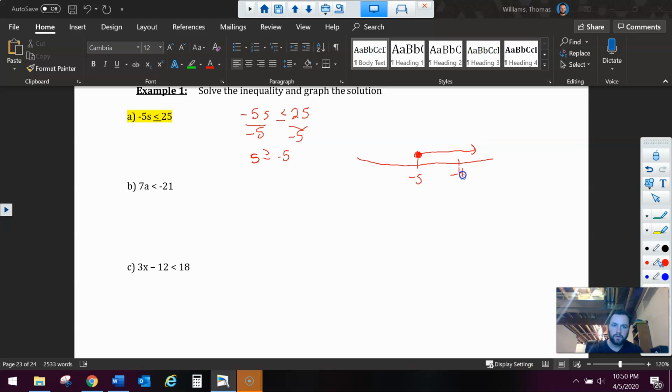In other words, -4 could be an acceptable answer. And what I should be able to do is take that number and put it into my original inequality, and it should work out for me. I should also be able to put that into my new inequality where I've solved for s, and it should also be true. So if I go -5 times -4, that is 20. Is that less than or equal to 25? Yes. And if we tried that same thing with our new inequality, is -4 greater than or equal to -5? Yes, it is. So we see that it works for both cases there.